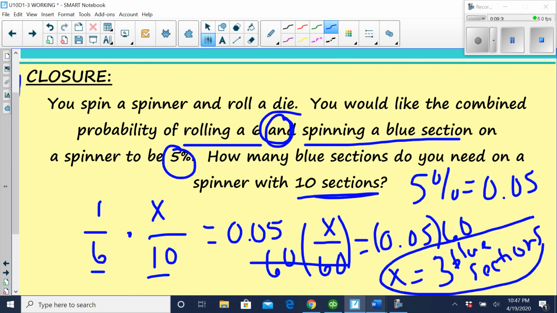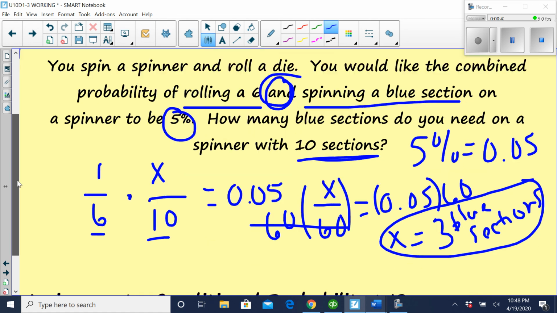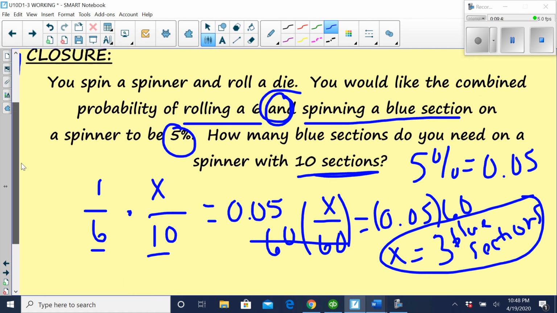Okay, assignment for today is going to be Unit 12, Day 2 worksheet. It's going to deal with compound probability and overlap.